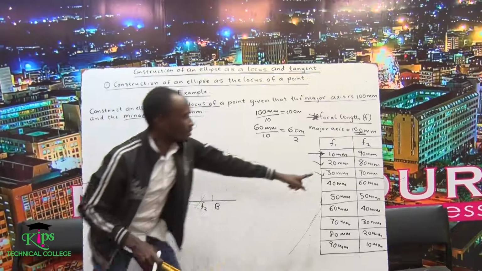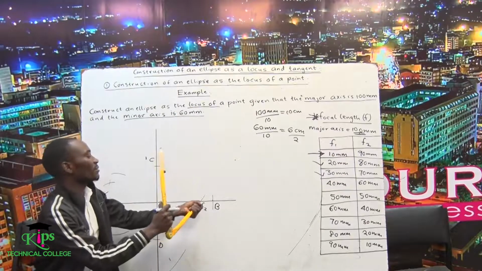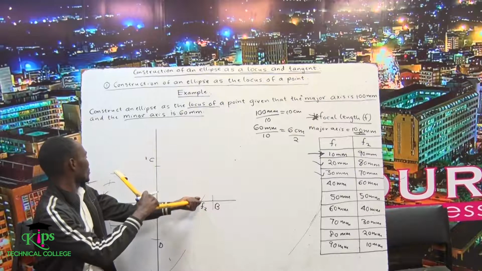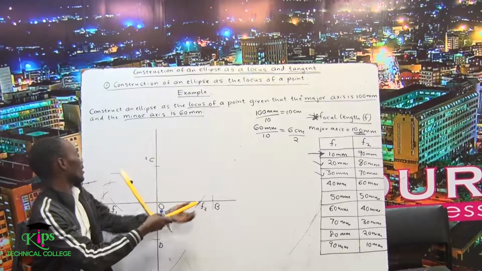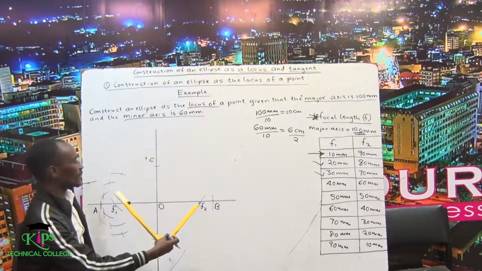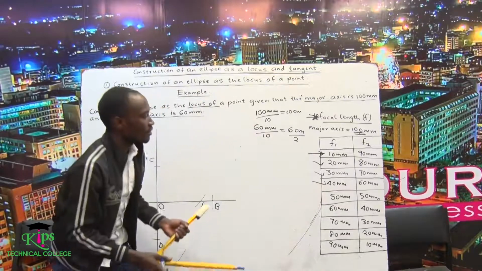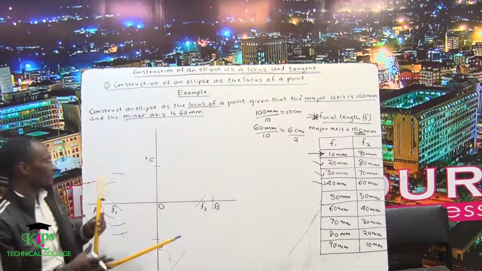Then now 70 millimeters at F2. I should measure 70 millimeters, then step at F2. Put a mark at the top, then put another one at the bottom. Then again, let's go to this one. 40 at F1, 60 at F2.